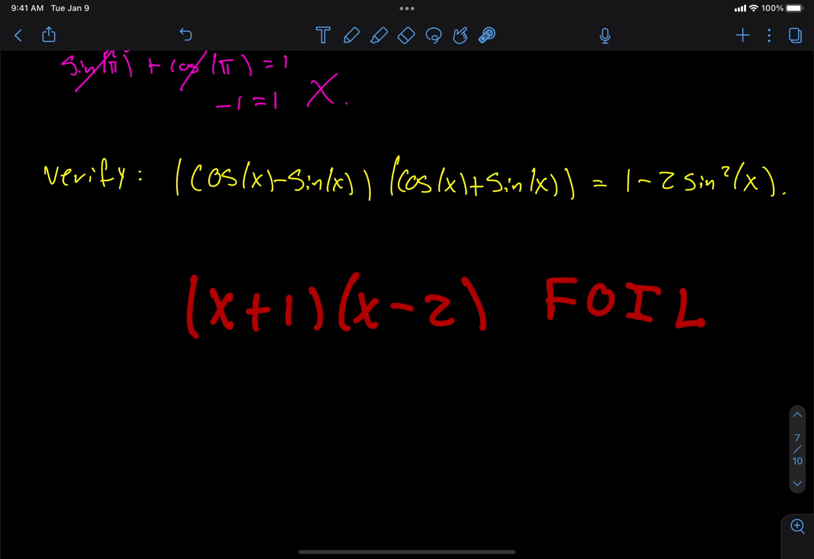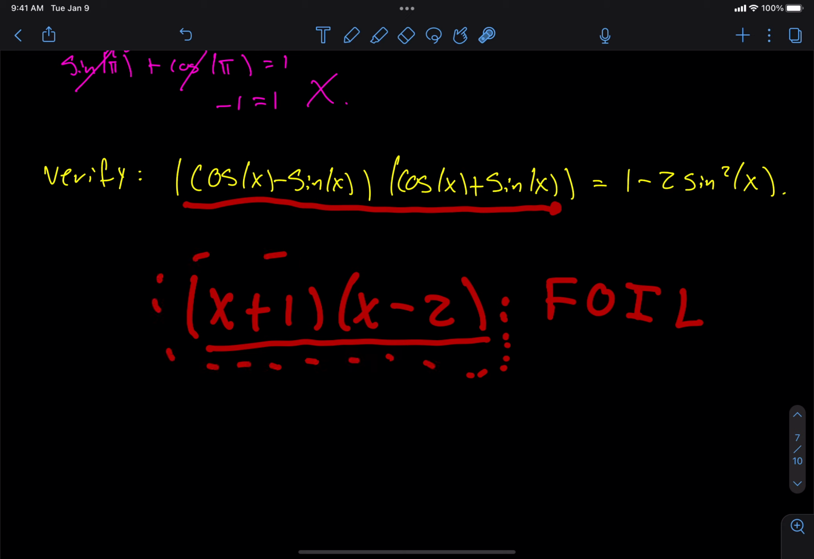If I would use FOIL to simplify something like this, well, this is basically the same thing. The only thing that's different here is we're working with functions instead of variables and numbers, right? So this tends to give us a hard time because we're used to seeing things like this, and this is where we have a lot of practice. But we don't have a lot of practice multiplying functions together like this. So sometimes our wires get a little crossed.